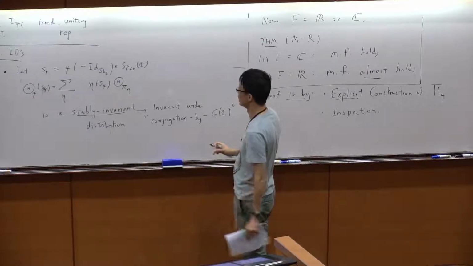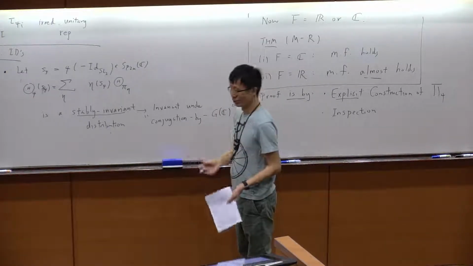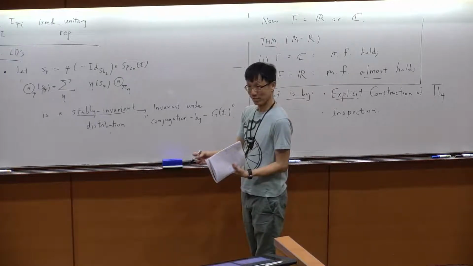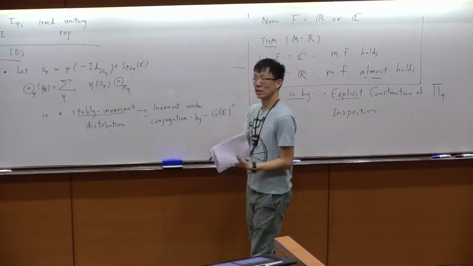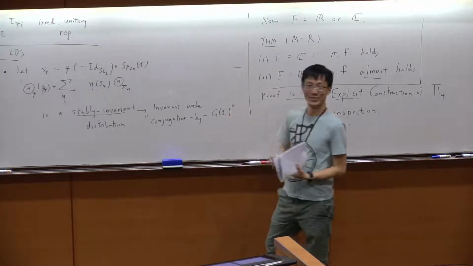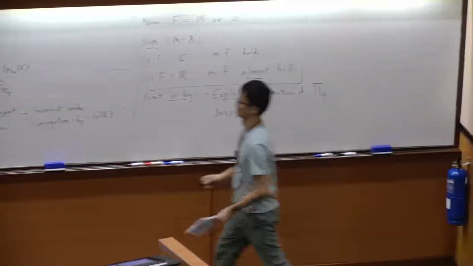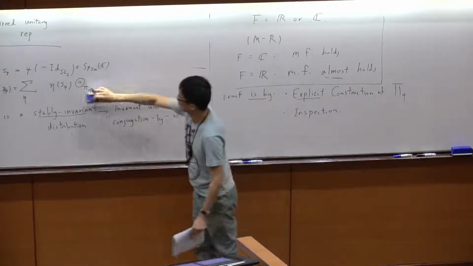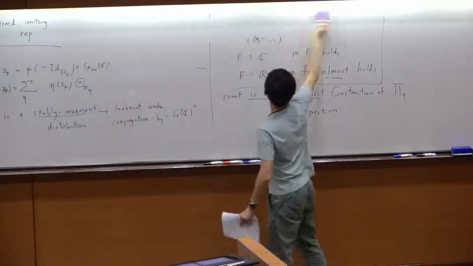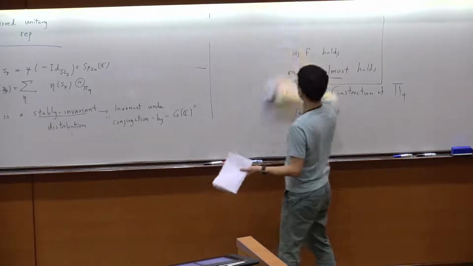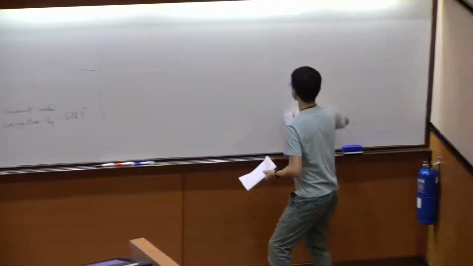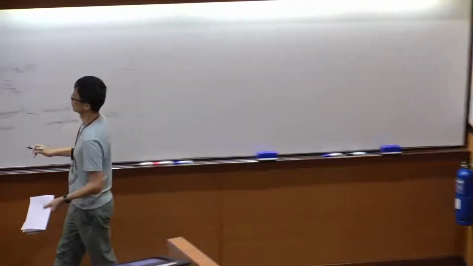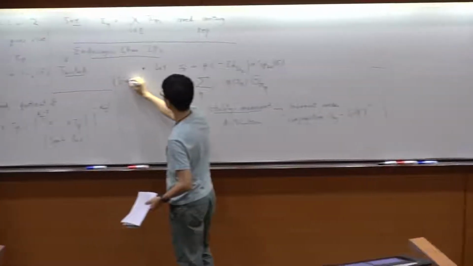So it means that if you have two regular semi-simple elements in G of R, which are not conjugate in G of R a priori, but are conjugate by an element of G of C, then in other words, you want this linear combination to be more invariant than you initially have a right to expect. So that's the first statement. I'll just give it a name: stability.